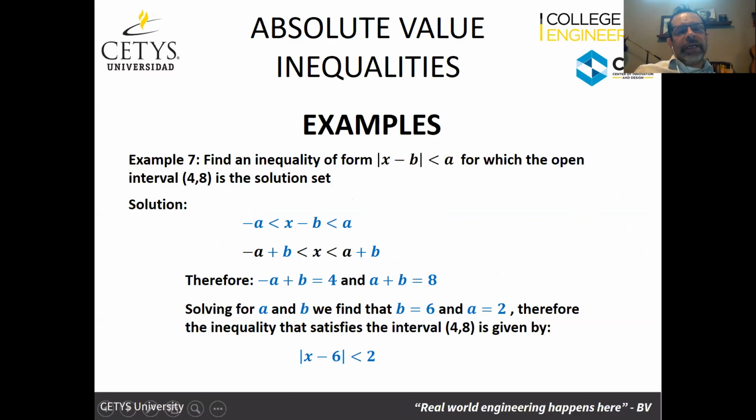For example 7, it says find an inequality of the form absolute value of x minus b less than a, for which the open interval (4, 8) is the solution set. We don't know the values of b and a, so we need to find them and represent this solution set as an absolute value inequality. So how do we do that?